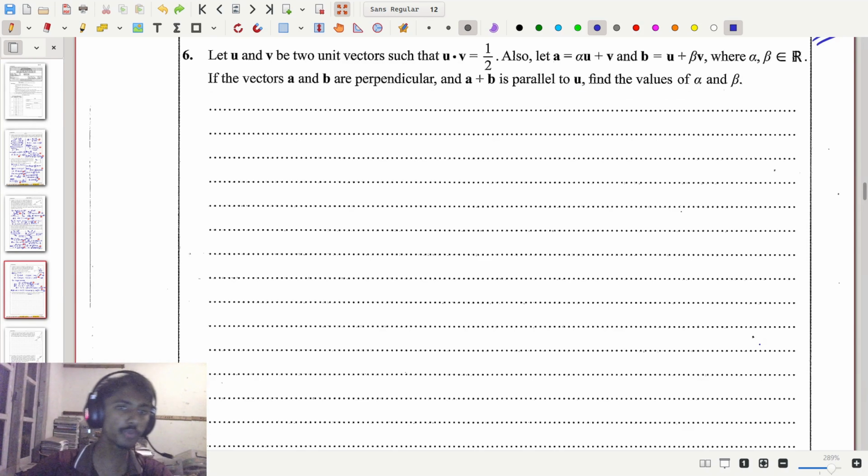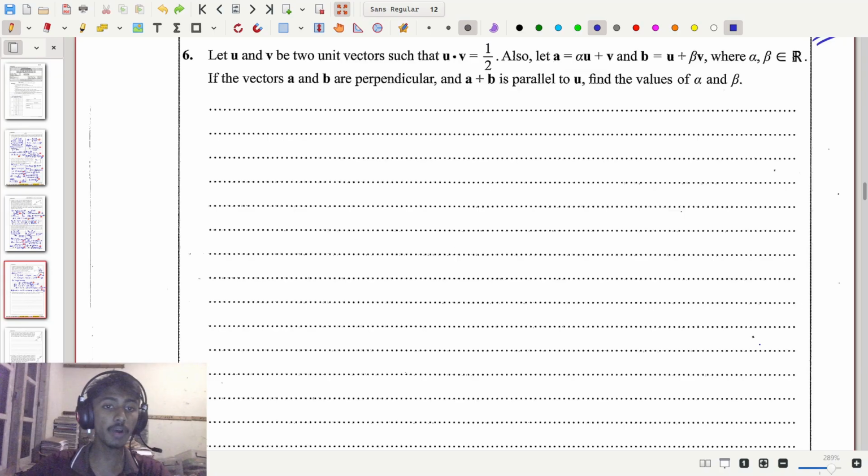Now to start off with this question, we are going to use the first fact that states that vector a and vector b are perpendicular, and we are going to use the values of a and b in order to find an equation in terms of alpha and beta that we can then later use in order to find the actual values of alpha and beta.